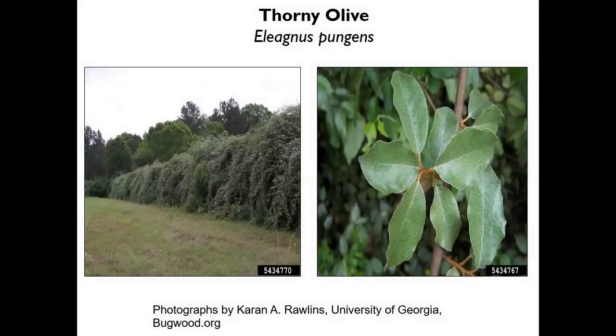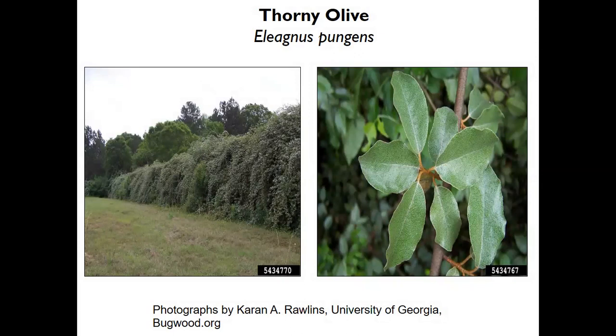Thorny olive, Elaeagnus pungens, is one of the most common. It can grow 3 to 26 feet tall. It's multi-stemmed, and short, sharp shoots give it a thorny appearance. It is dense, with long shoots extending from the top.